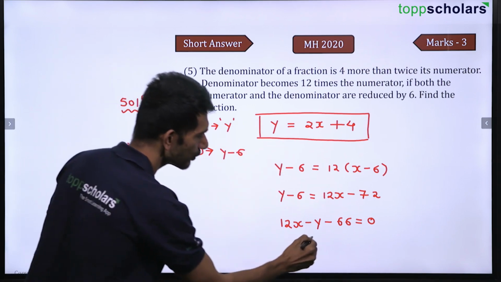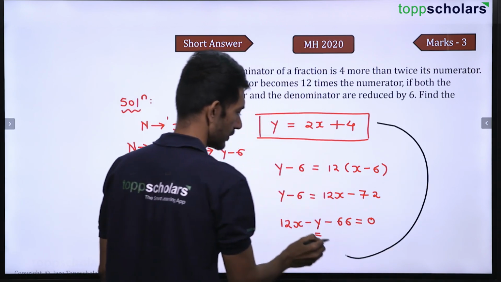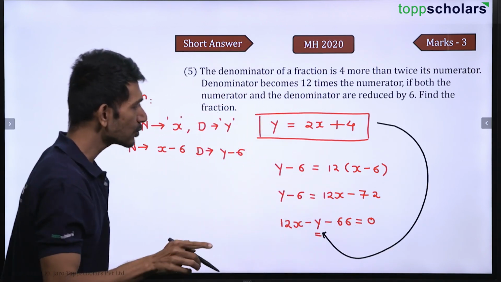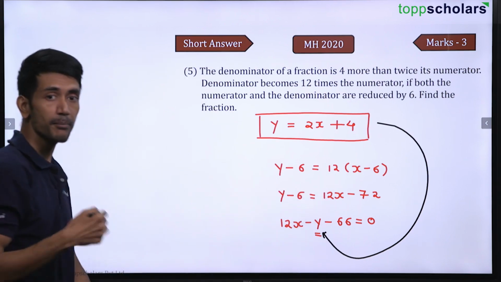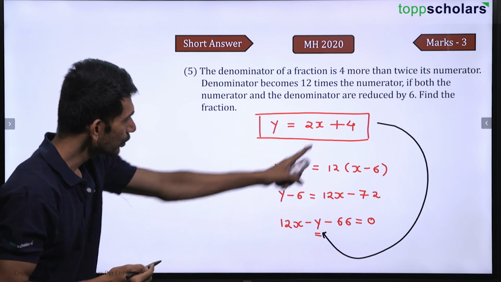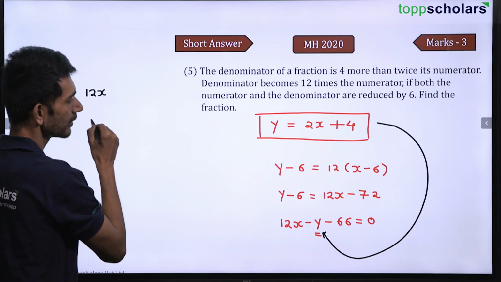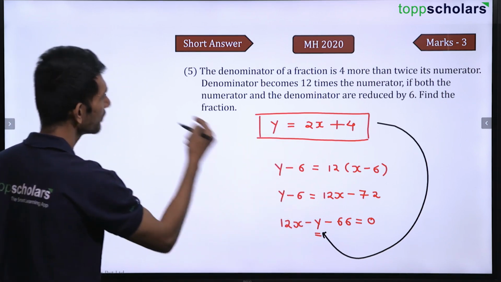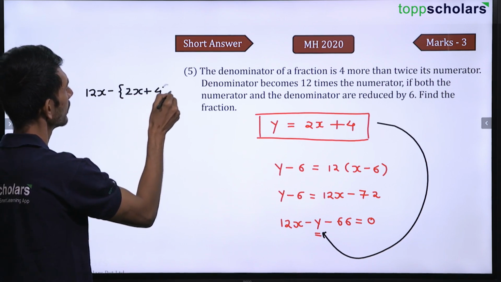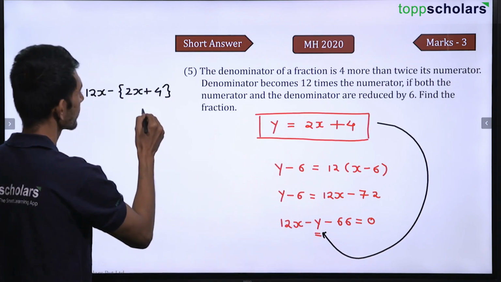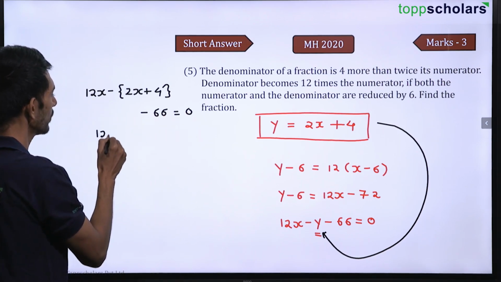Now already y is how much? Can I say y is 2x plus 4? So put y as 2x plus 4. So what will I get further? If I put y as 2x plus 4, I get 12x minus y, which is 2x plus 4, minus 66 is equal to 0. Solve this further.